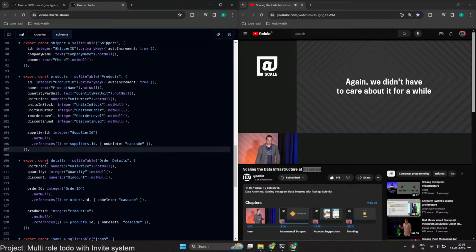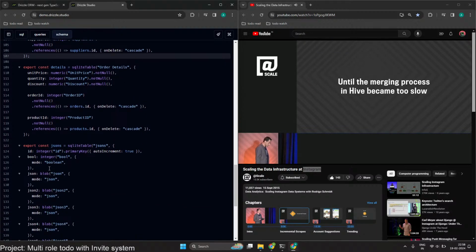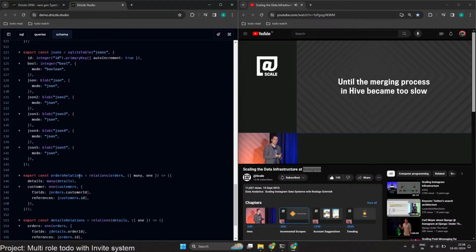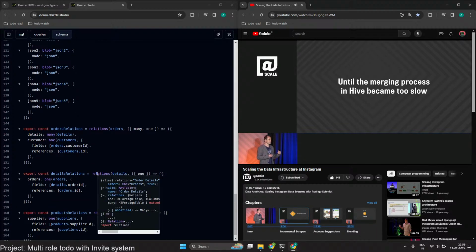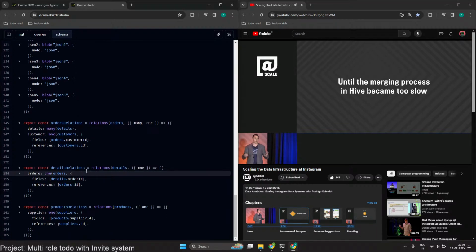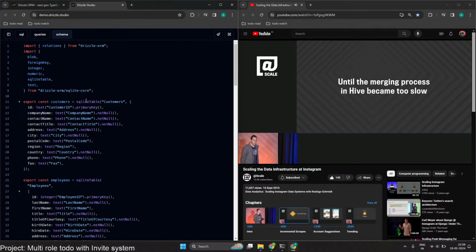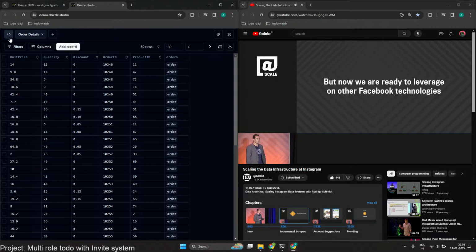And again, we didn't have to care about it for a while until the whole merging process of taking the snapshot from the day before and merging it with the incremental data from today just became too expensive. Imagine Instagram was growing from 100 million users to 200 million users, and then from 200 to 300 million users. Those users are taking more and more actions because the time spent is increasing as well. So the amount of data that you have to process was increasing exponentially, and the whole merging process became way too expensive.